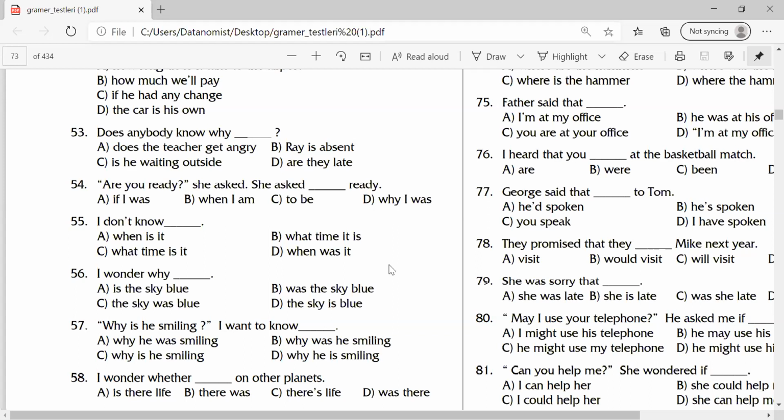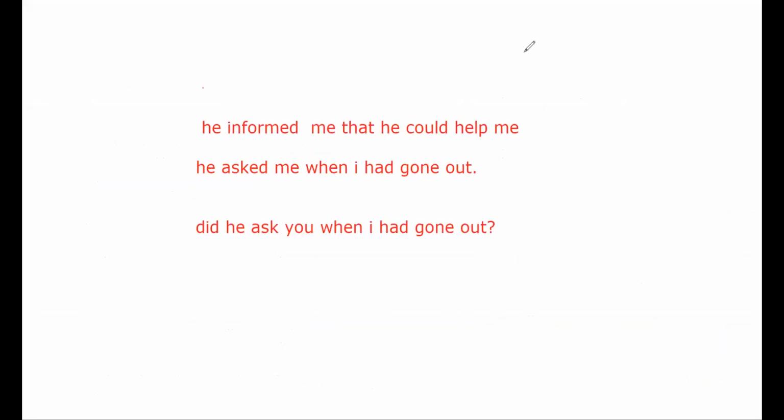Guys, whenever, no, let me give you. These are called yes/no answers. What do I mean by yes/no answers? Are you there? What can be the answer for this? You may say yes, I'm there, or no, I'm not there. So these are called yes/no questions. Whenever you want to change this into indirect speech, you may use the conjunction if or whether. Okay, now look at this.